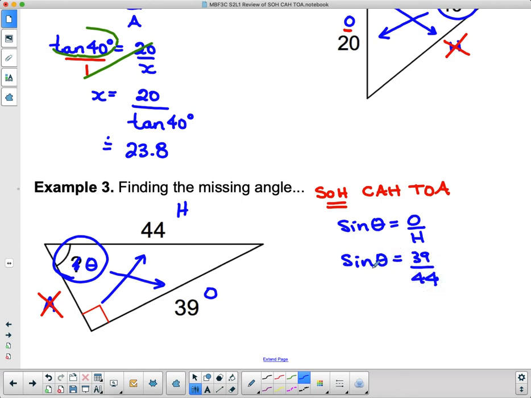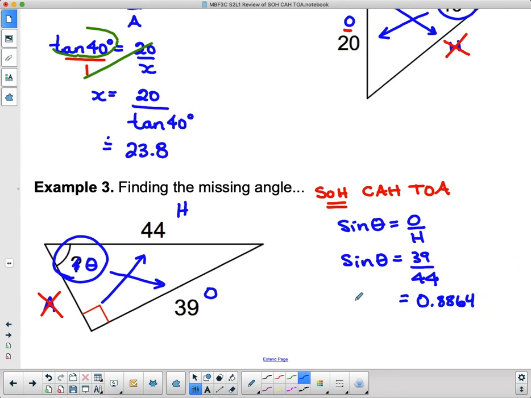Now to get the theta away from sine, some people say, oh, we'll divide by sine, but sine is not a number. Sine of an angle is a number, but sine by itself doesn't mean a number, so I can't just divide both sides by sine. And at this point, if you wanted to, you could get this as a decimal number. Maybe we'll do that right now. We're going to turn 39 over 44, 39 divided by 44, into 0.8864.